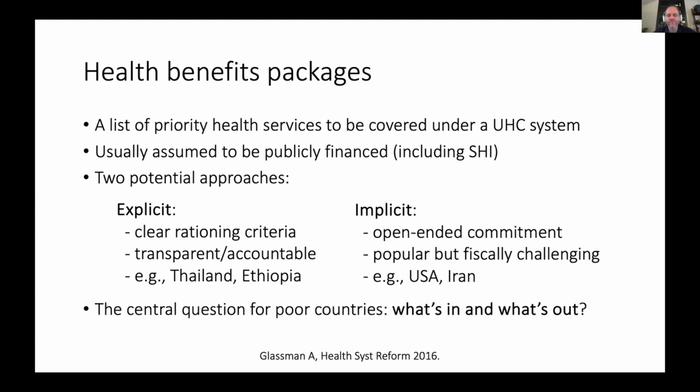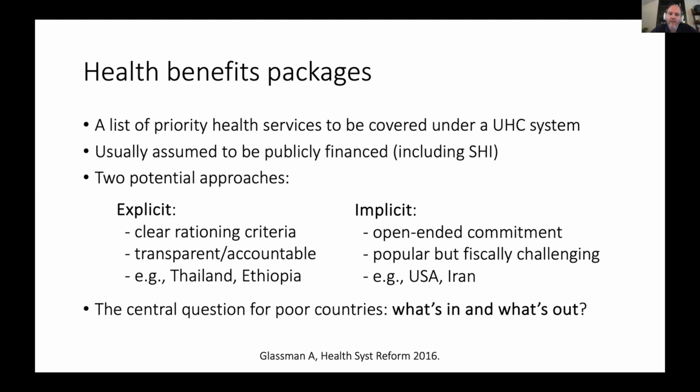And so the question for poor countries, especially those that are working towards explicit benefits packages, is what sorts of things are in and what sort of things are out of benefits packages. So should they prioritize heart failure treatment and cardiac transplant, or should they prioritize vaccinations for kids? These sorts of things are really the trade-offs that a lot of countries face.